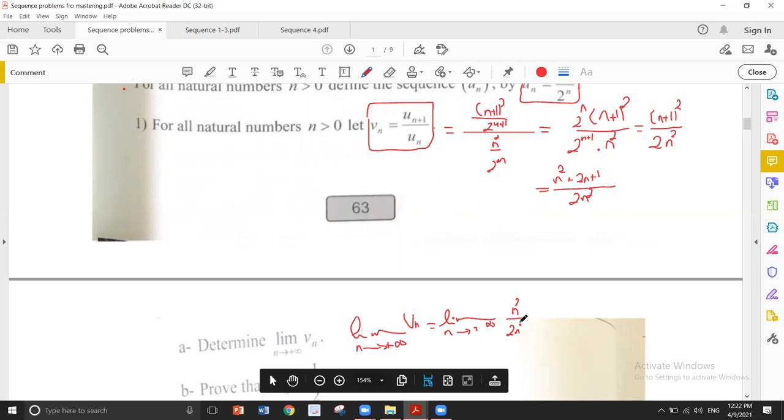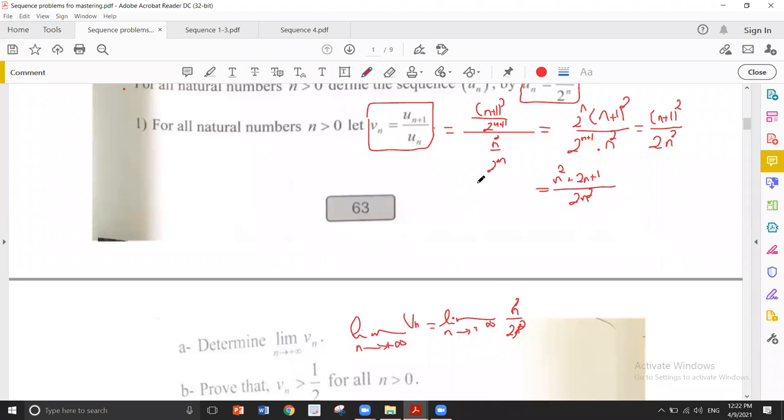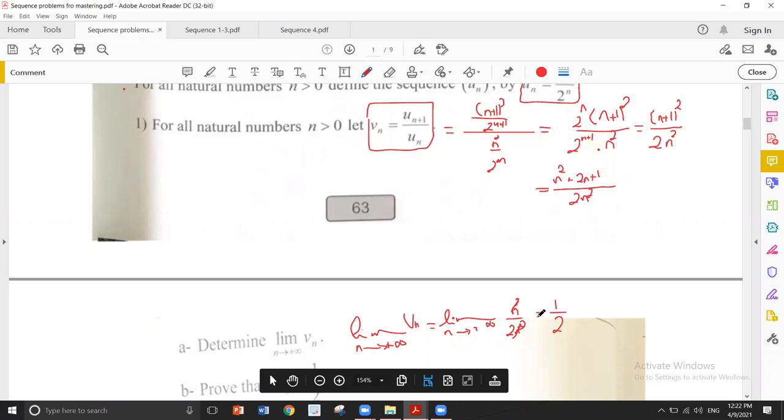Okay. Since it is written in terms of n, we don't put l, yes? Like with un, we put l if it has n plus 1 and n.